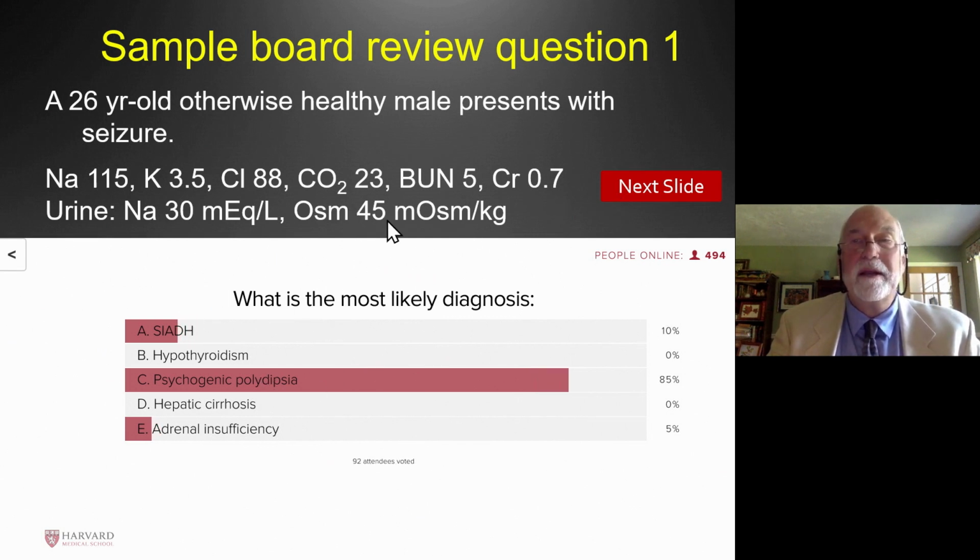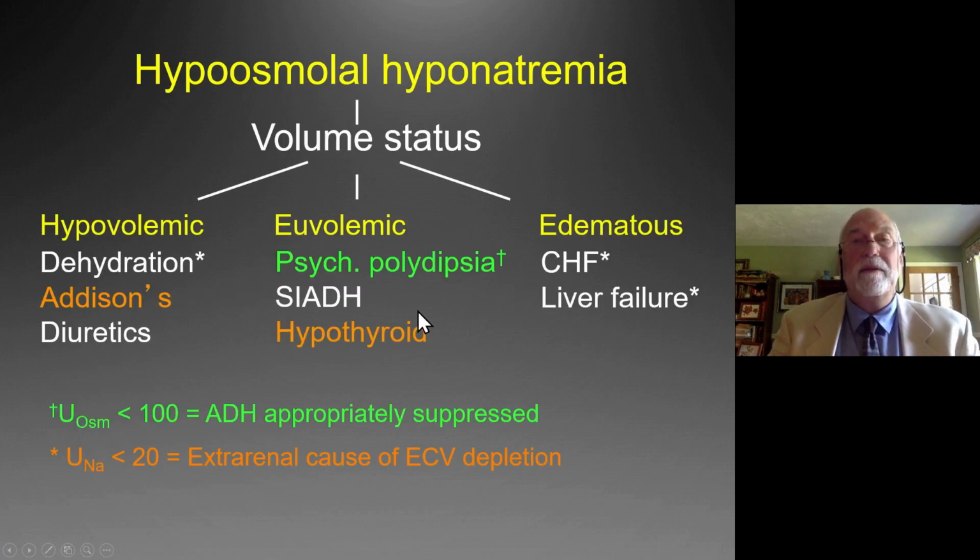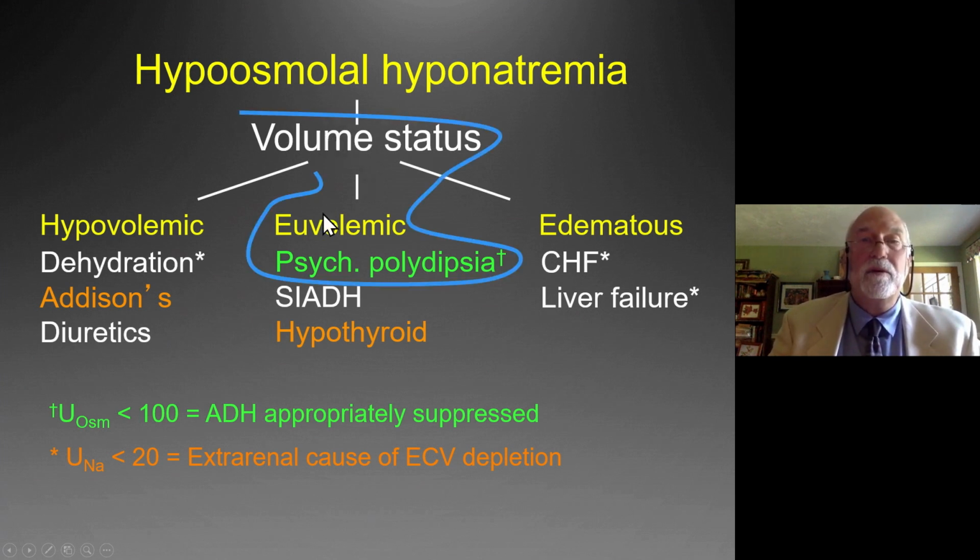And the clue here is the urine osmolality being low. So I think if I click the next slide, psychogenic polydipsia is the correct answer. And the reason is, if you look at this approach, this patient falls into euvolemic, and I can define that by the urine sodium being 30 or greater. And the low urine osmolality tells me that that's the condition we're dealing with in this patient.